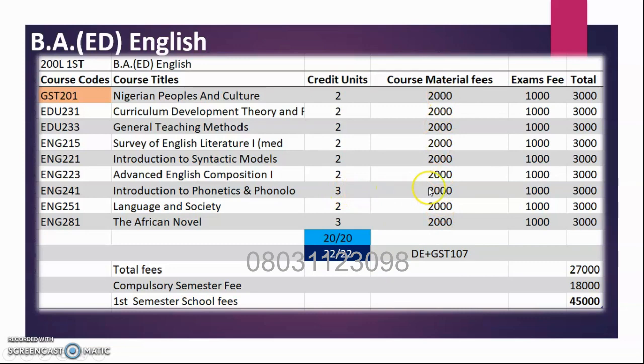There is an error here. You can see 3 unit courses appear twice and it's still 2,000. It's supposed to be 2,500. So 1,000 is missing from this. So if you add it, you have 46,000 as your fee. It's not 45. Look at this error here. You have 46,000, which includes 18,000 compulsory fee and the cost of course registrations.